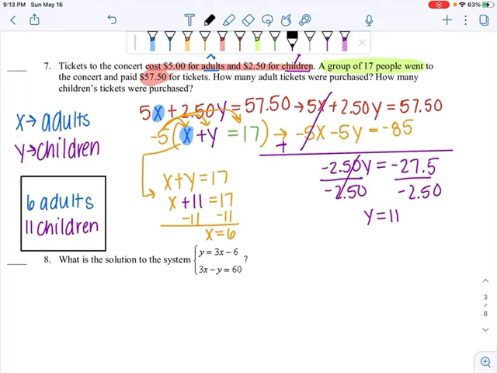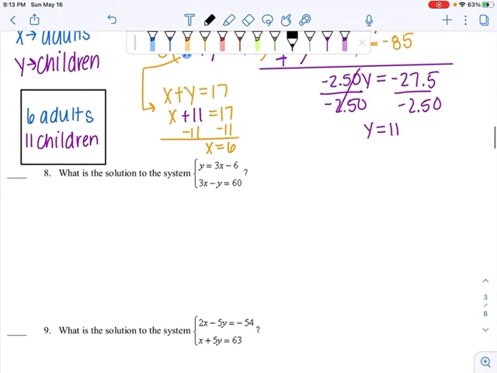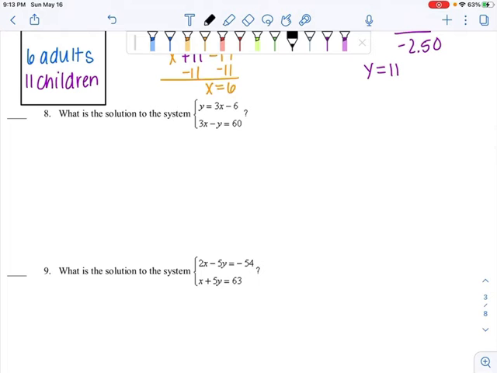Okay, moving on to number 8. It says, what is the solution to the system? y equals 3x minus 6 and 3x minus y equals 60. So we can use substitution here. Since I have a y equals, I can take what y equals, which is 3x minus 6, and substitute that in for y into the other equation.